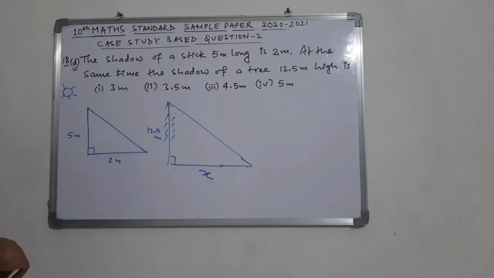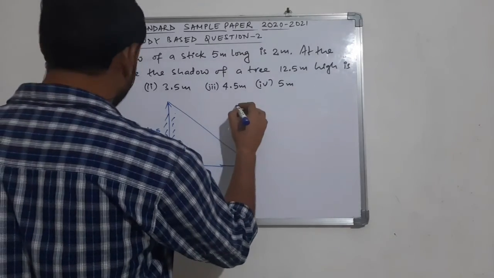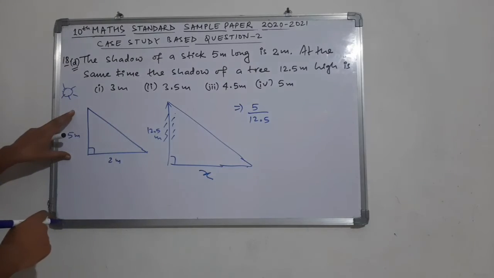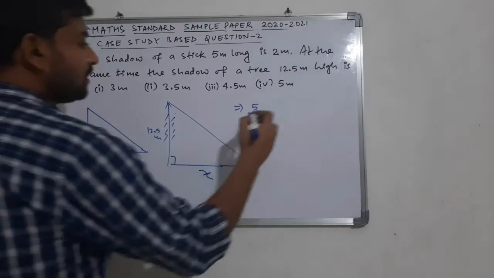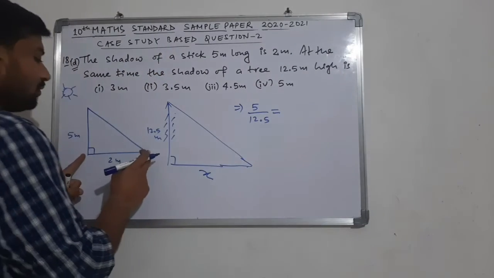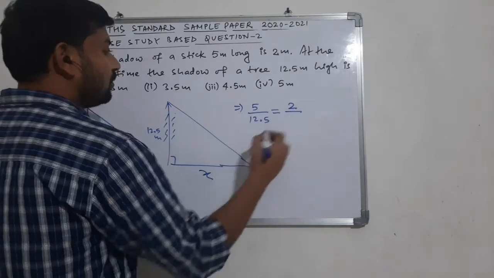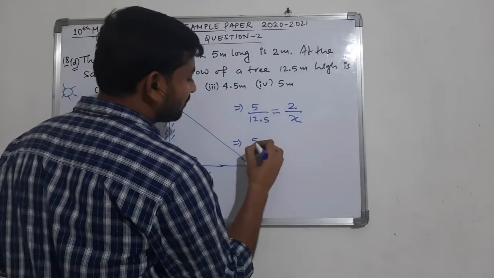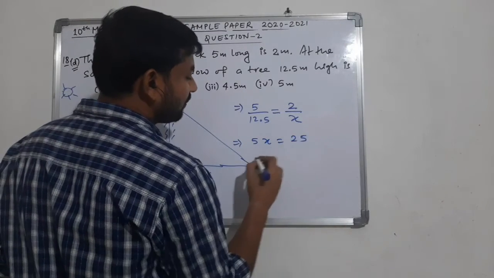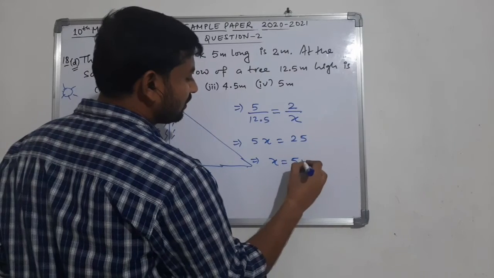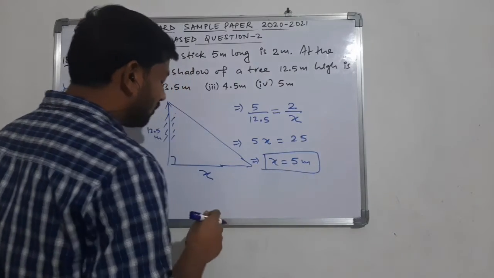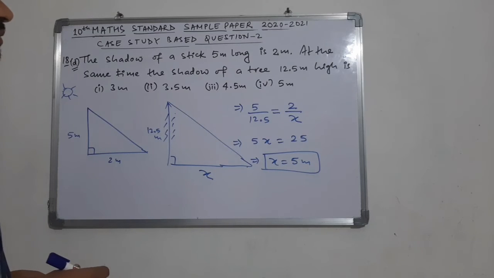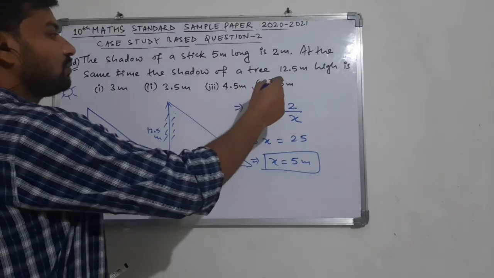So if they are similar, then the ratio of corresponding sides will be the same, that is 5 upon 12.5. The height of the stick upon the height of the tree is the same as the length of the shadow of the stick, that is 2 meters, upon x, which we have to find, the shadow of the tree. When we cross multiply this, we will get 5x is equal to 25, and from here x comes out to be 5 meters. So the shadow of this tree whose height is 12.5 meters is 5 meters. So the fourth option is correct.